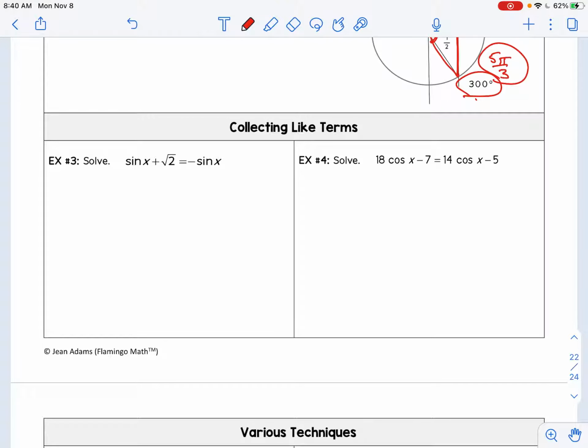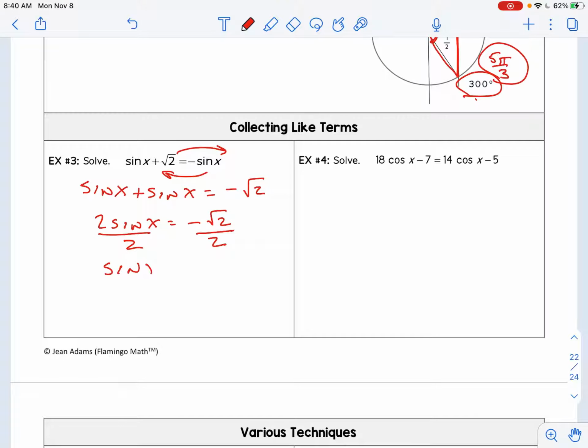All right, let's look here then at number 3, okay? Number 3, it says collecting like terms. So if I did this, let's get all of those on one side. So I would get sine of x. I'm going to take this over and move this back over. So I'm going to add sine of x to this side, and I'm going to subtract root 2 from that side. All right, so what happens here if I combine like terms? I have 2 sine of x, you see that? Equals negative root 2. If I divide both sides by 2, again, we're going to stick to things that produce hopefully something we can recognize. I get that.